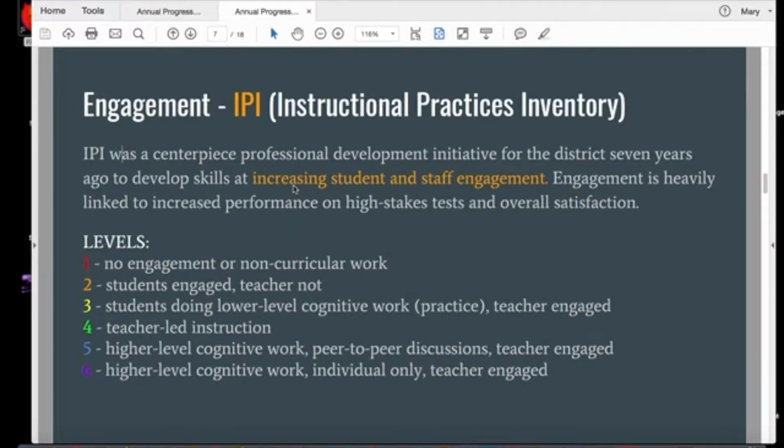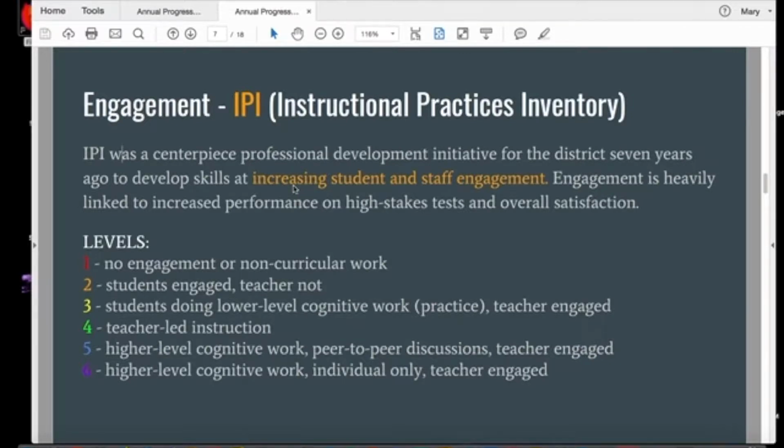Levels 2 and 3 are very similar based on how the students are engaged in thinking, but different based on the role of the teacher during the lesson. In level 2, the students are engaged, but the teacher is not. Then in level 3, the students are engaged doing lower level cognitive work, such as practice, but the teacher is engaged.